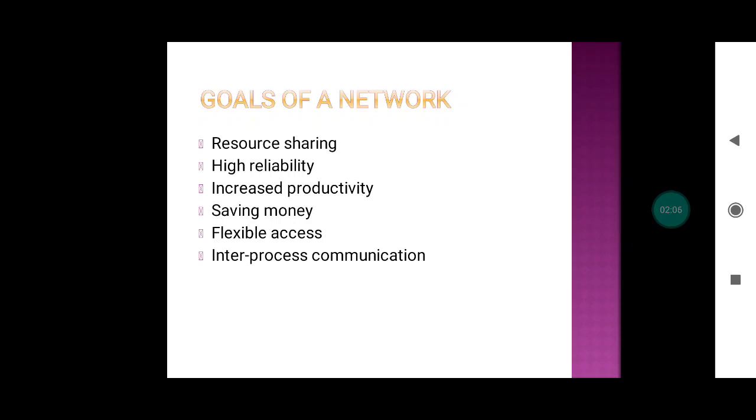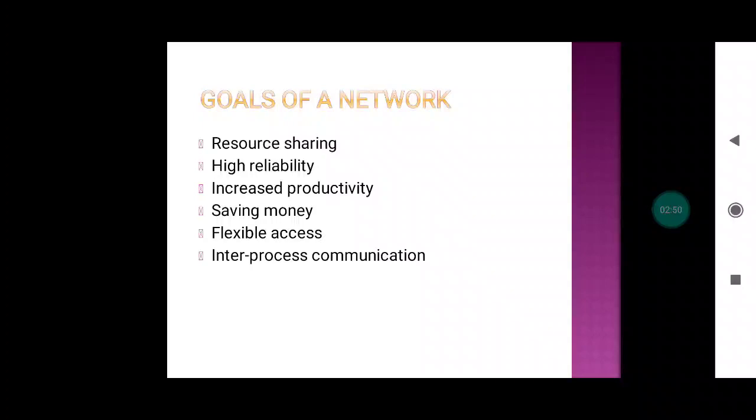Now let us talk about the goals of a network. Here are some of the goals. Number one is resource sharing. When we are connected to multiple devices, we can utilize the different resources of different systems. Like the operating system of a particular computer can be utilized by another computer system. Similarly, the memory of a specific computer system can be utilized by some other computer if they are linked together. In this way the resource utilization is maximum. Also it is saving money.